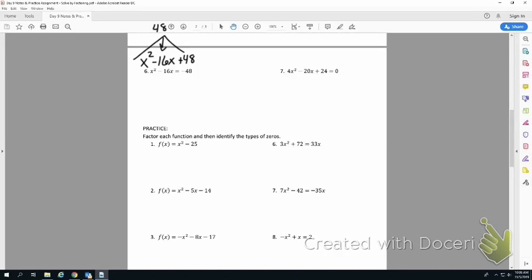All right, has anyone been able to find the factors of 48 that add up to negative 16? What are they? Negative 12 and negative 4. Which is going to give me positive 12 and positive 4. On 7. So looking at 7, it's equal to 0. Does 7 have a greatest common factor? What is it? 4.